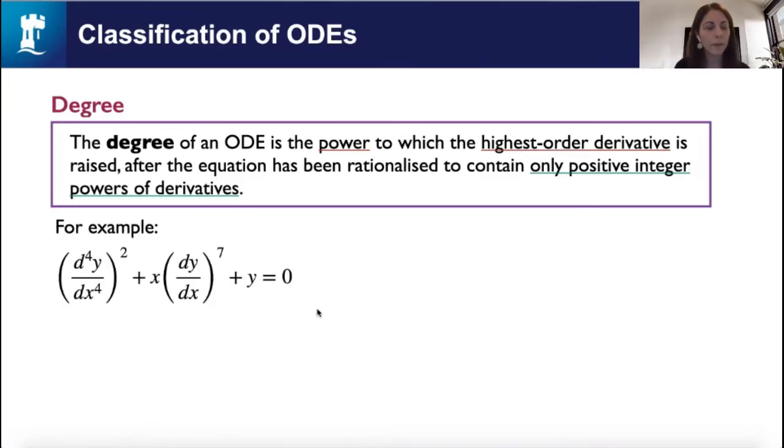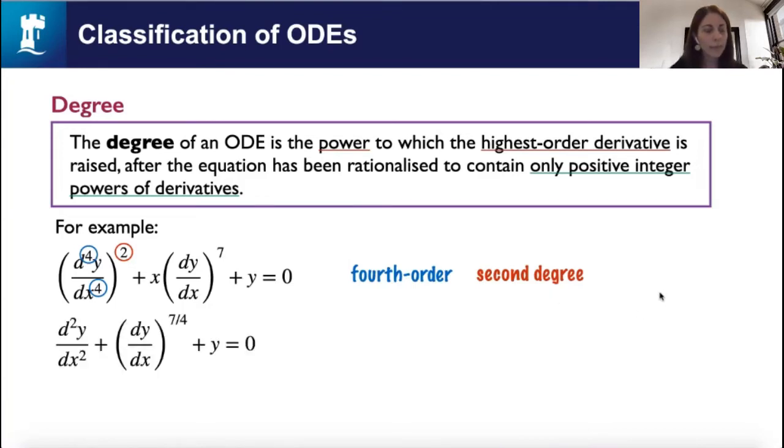The first example we have here, we need to find the degree of this equation. Firstly, we need to identify what is the highest order derivative that appears in this equation. This is clearly the fourth order derivative, so it's a fourth order ODE. And we see that this is raised to the power of 2, so this is of second degree. Let's see now another example.